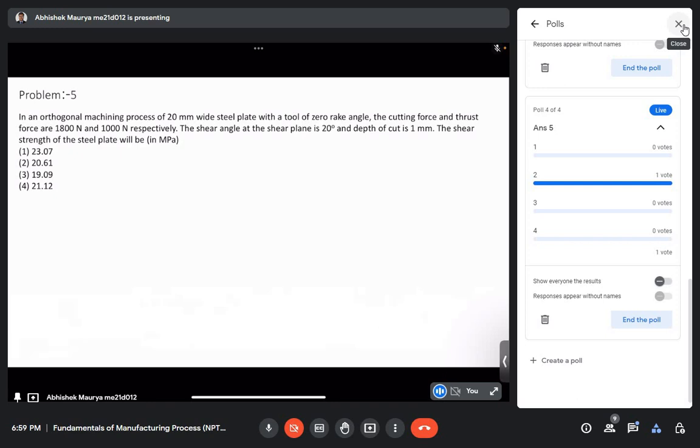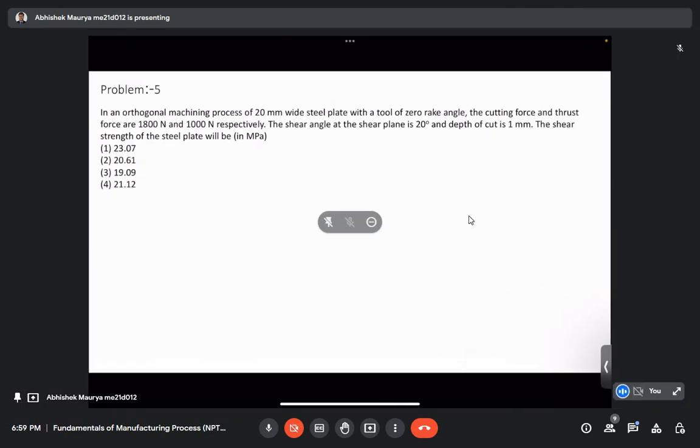Okay, let's start discussing it together. The correct answer is A. So now let's discuss it together. Again, first of all, we will try to see what is given in the question, and then find out what has been asked. The first is the orthogonal machining process of a 20 mm wide steel plate and a tool of zero rake angle. Cutting force 1800 newton is given, thrust force 1000 newton, shear angle is 20 degrees, and depth of cut is 1 mm, and what has been asked?